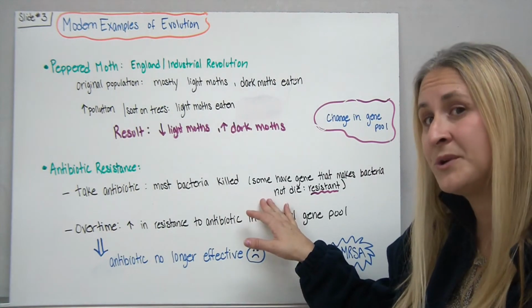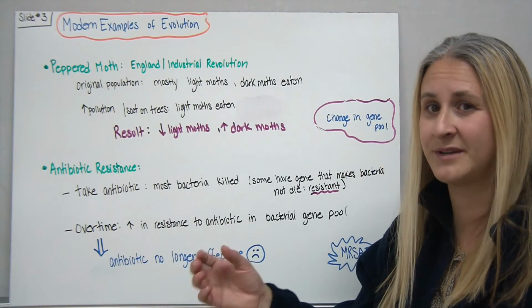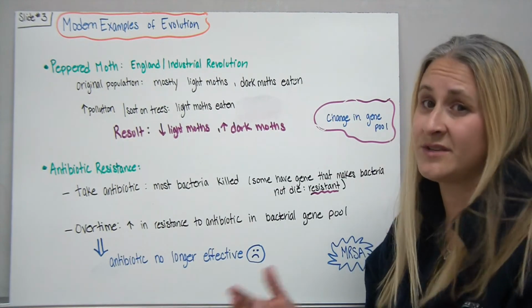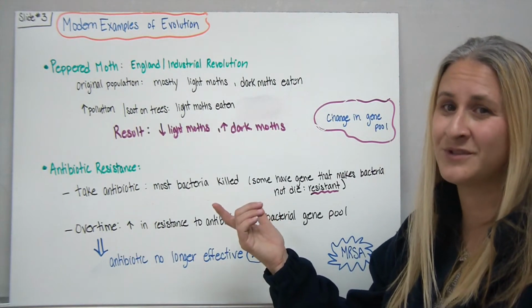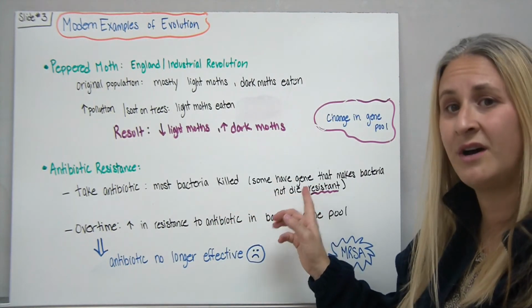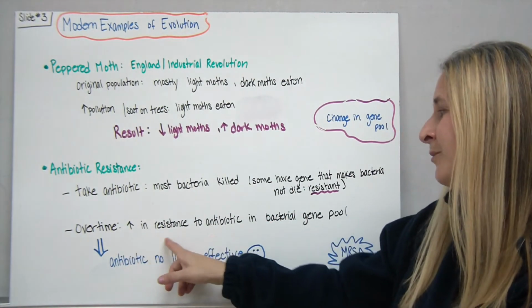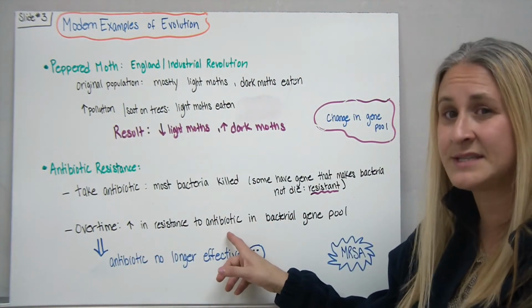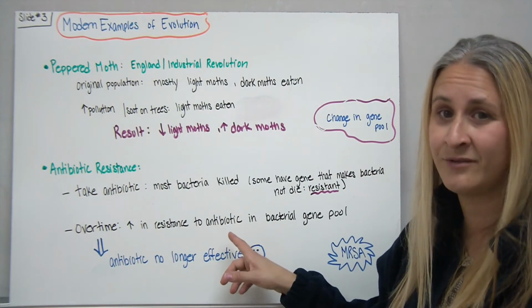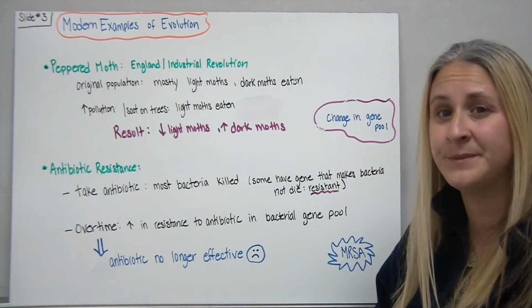Remember, bacteria reproduce asexually, so all of their DNA gets passed on to their offspring. It's not like with meiosis where it's a chance. Asexually reproducing, they're going to be identical. So now these bacteria that didn't get killed off are identical to their parents and they have that gene. Over time, we end up with an increase in resistance to that particular antibiotic in that region where that bacteria exists in that bacteria gene pool.